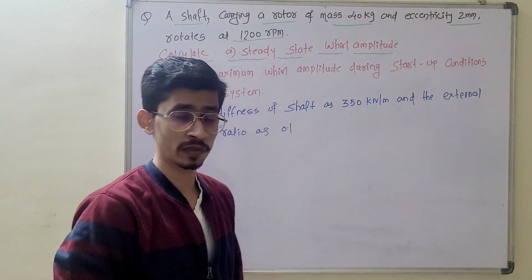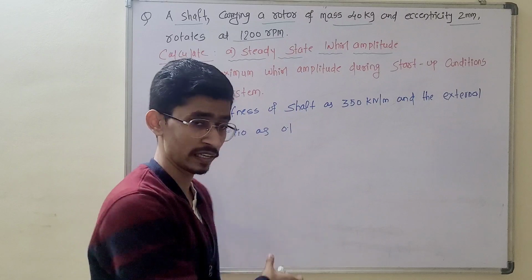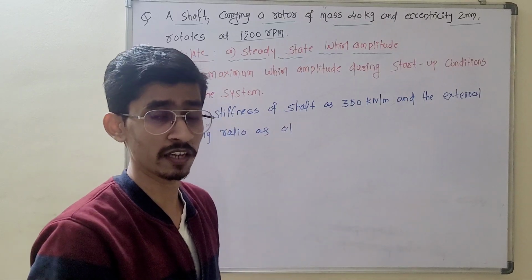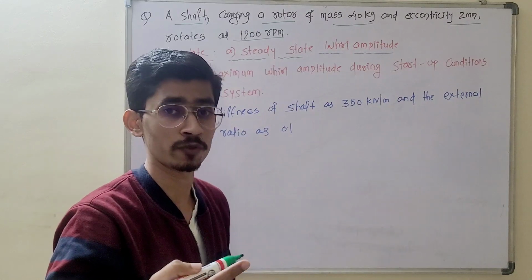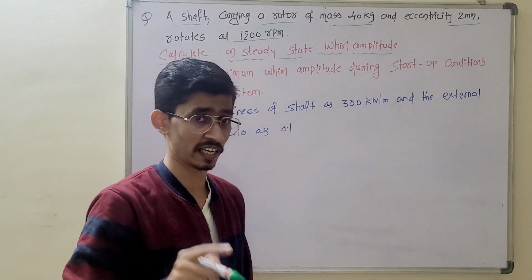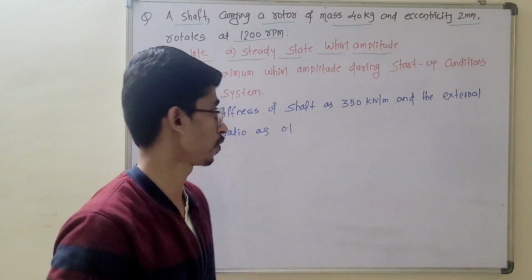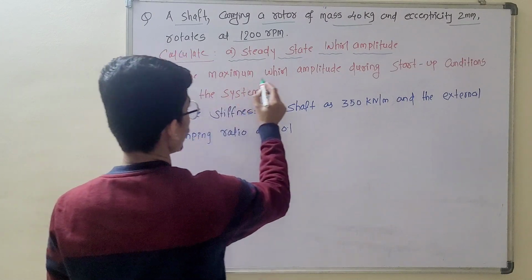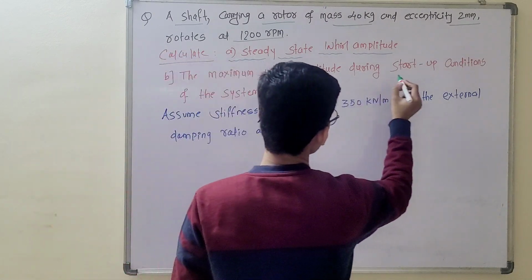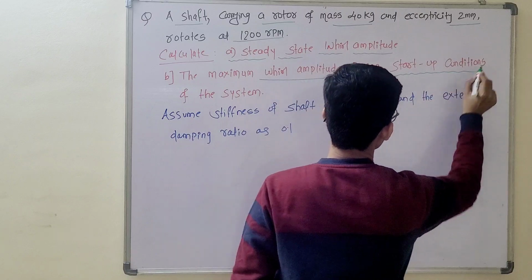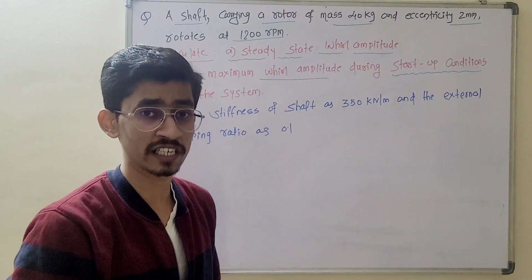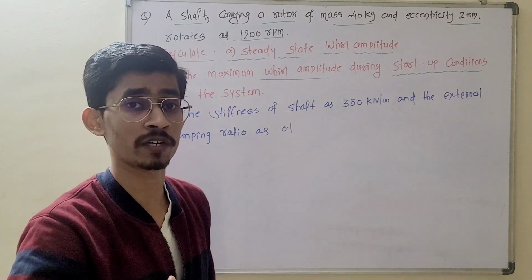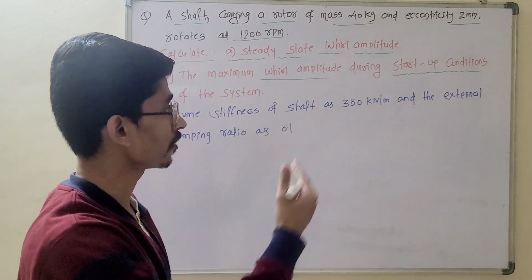Whatever formula in the results I have mentioned earlier, that is again asking what is your steady state amplitude or whirling amplitude. That is nothing but they are asking the capital A value. Now again, the maximum whirl amplitude during startup conditions. So again it is a critical question. Maximum whirl amplitude they needed, but during a startup condition.